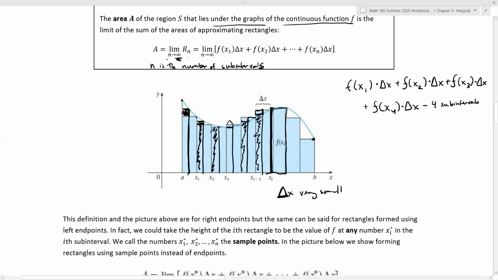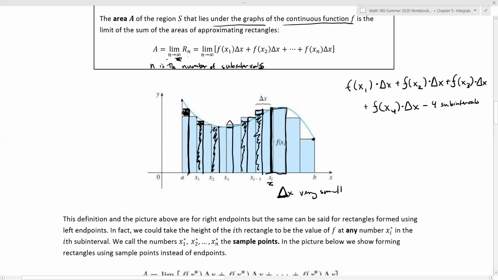It's just a generalization. So when I say the ith rectangle, it's pick any one. The second rectangle, the third rectangle, the fifth rectangle. We'll choose one in general. That's what we mean by the ith rectangle. So we can take the height of the ith rectangle to be the value of f at any number xi, any value on the x-axis, in what we call the ith subinterval, right?